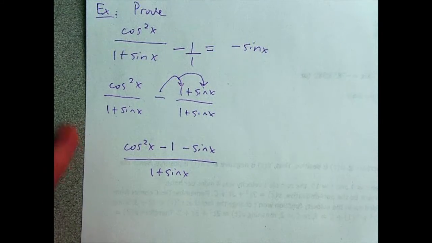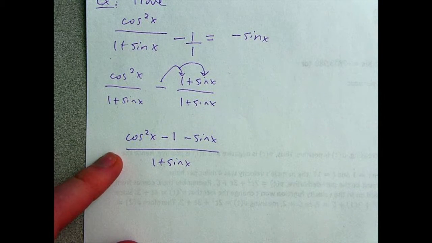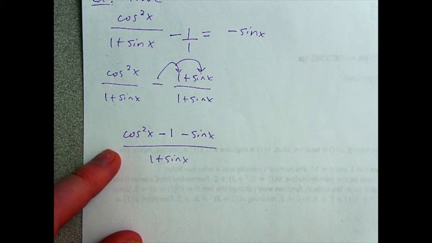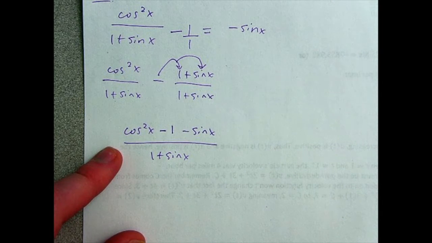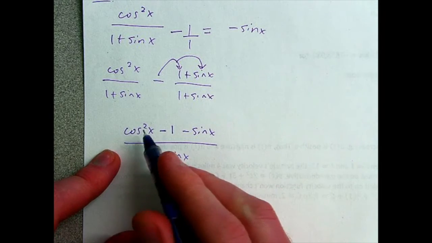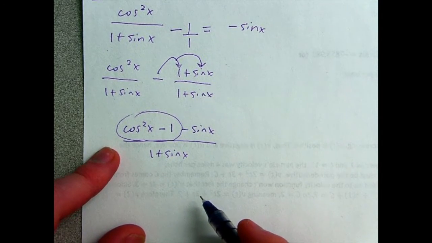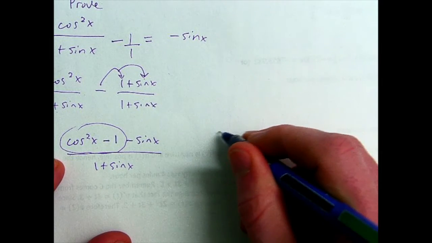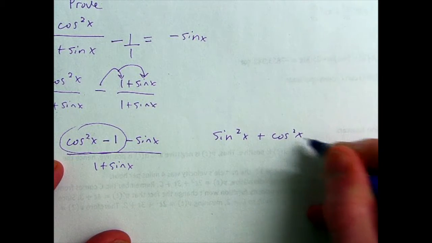You can do that, but you might notice that this just doesn't really clean up in any obvious way. There's maybe not anything that you could obviously do. There is one thing that might stick out at you. You might notice the cosine squared minus 1. You might think that that is something due to the Pythagorean identity. Let's recall the Pythagorean identity, which says that sine squared x plus cosine squared x is equal to 1.